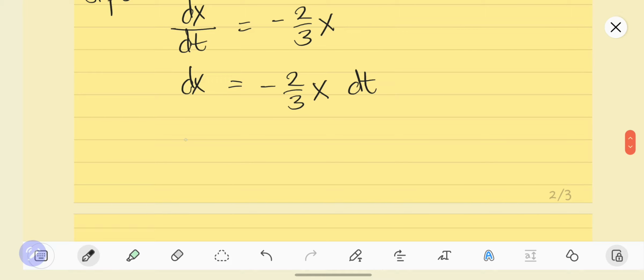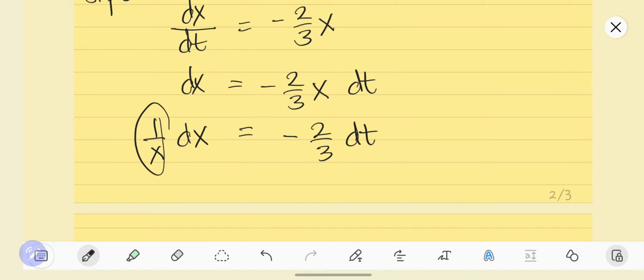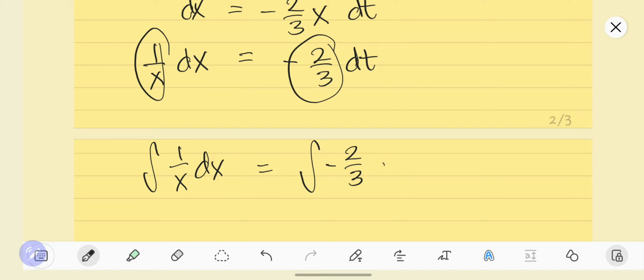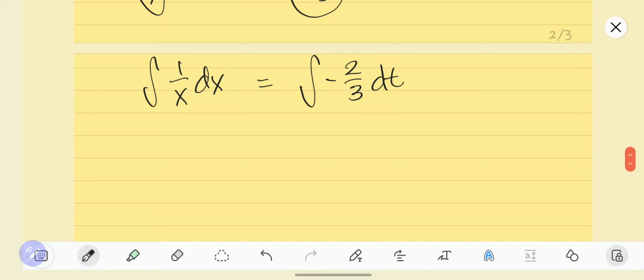which also becomes 1 over x dx is equal to negative 2/3 dt. So you have some function of x, and then you have some function of t. So now you integrate that. 1 over x dx is equal to the integral of negative 2/3 dt. So what you will get is the natural log of x is equal to negative 2/3 t plus c.